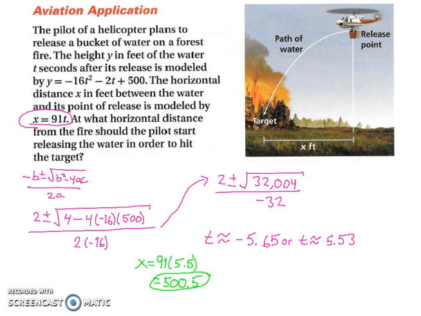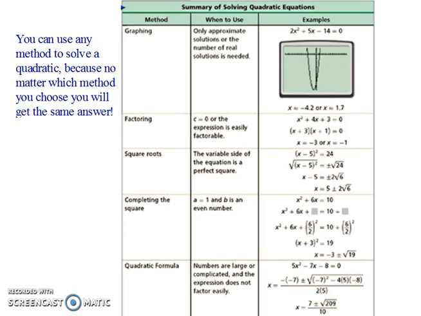This next piece is just a summary. So, a summary of solving quadratic equations. You can use any method to solve a quadratic, because no matter which method you choose, you'll get the same answer. Sometimes it's simply easier to do one than another. You can graph, you can factor, you can use square roots, you can complete the square, or you can use the quadratic formula.